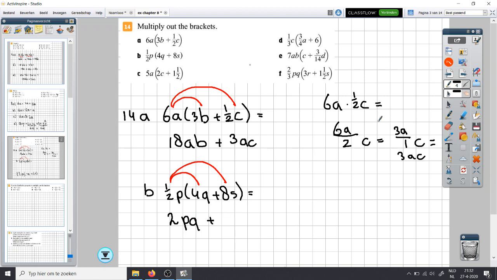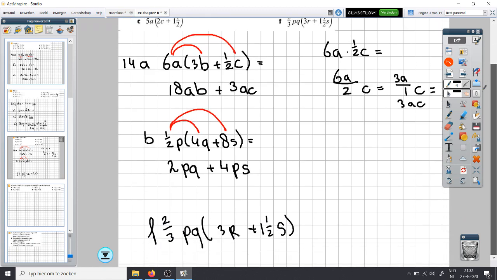Plus, and the same thing applies here, a half times 8. Most of you would know that's just 4, right? Multiplying something times a half just divides it by two, makes it twice as small. 4PS, and here we are done because PQ is not the same as PS, they're not like terms. That was the case here as well, right? I'm done here. I cannot add those because AB is not the same as AC.